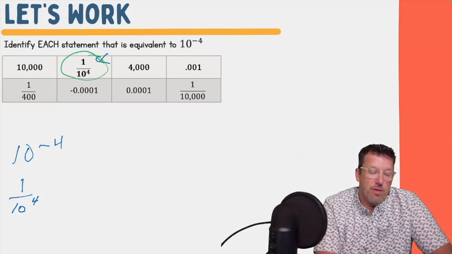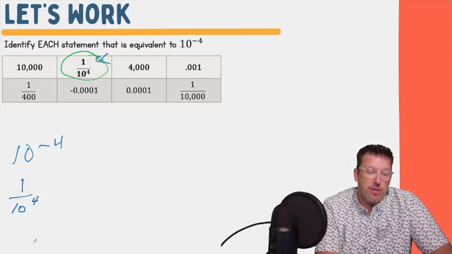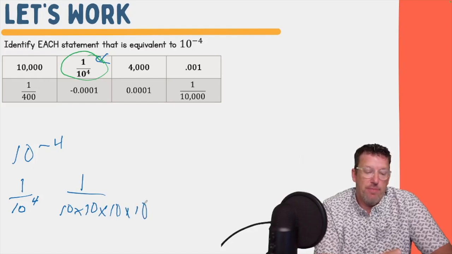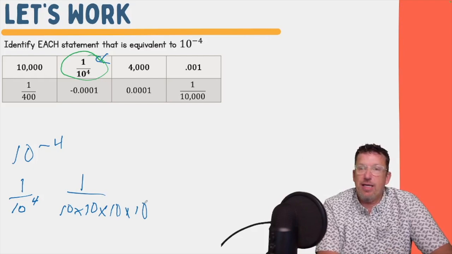Well, now we're going to say, let's take this 1/10 to the 4th and expand it. So we keep the 1 up top. And how many of these 10s did we do? 10 times 10 times 10 times 10. Okay? Is that up there in our picture? Nope, that's not up there. So let's go ahead and take it into fraction form.